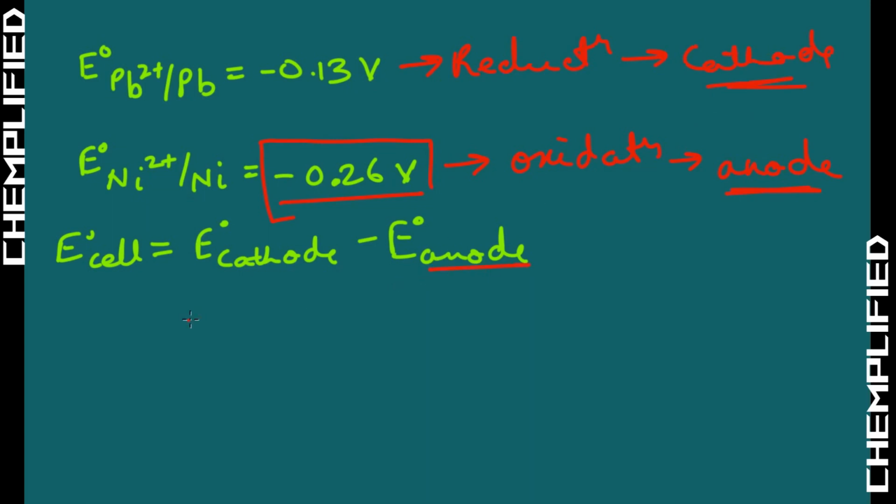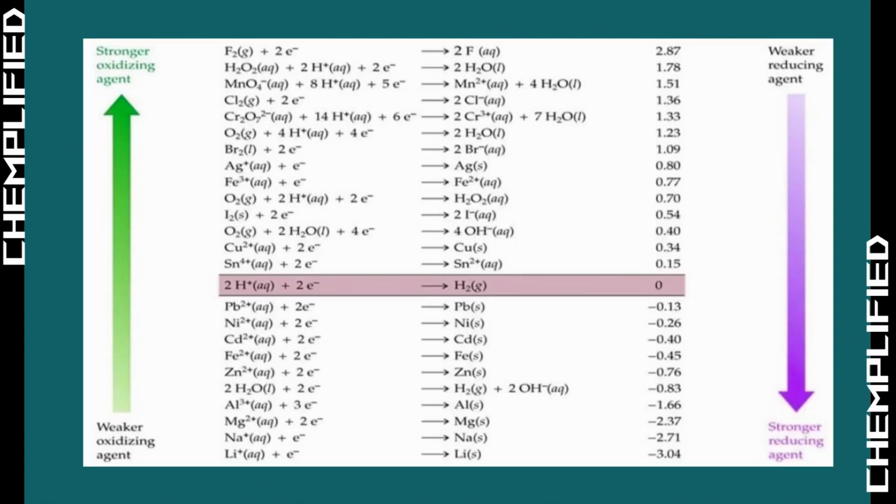So put the anode value at the anode and the cathode value at the cathode. This is our anode, so you will write minus 0.26. The cathode value is minus 0.13. Solve it: minus 0.13 plus 0.26. After subtracting you will get plus 0.13 volt. So this will be your final answer. I hope you understood. Let's take a look at the table once again.